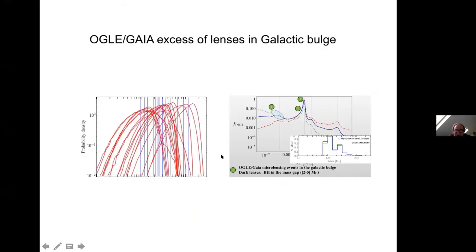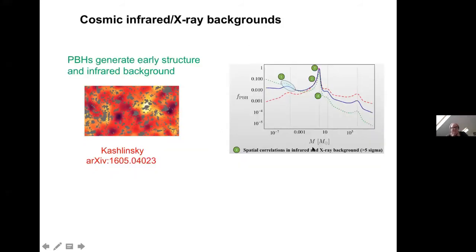There is the excess of lenses discovered by OGLE and Gaia in the mass range where you shouldn't get them from black holes. So this is bump 3. This is some of the data there. There are claims that there is a correlation between the cosmic infrared and X-ray backgrounds, which is evidence that there were primordial black holes that formed early. If you've got primordial black holes, they form early structure because of the Poisson fluctuations, which generate X-rays from the black holes and the infrared radiation from the stars. And so this is the bump there.